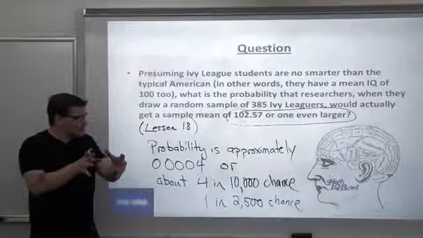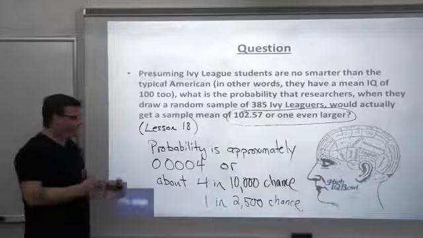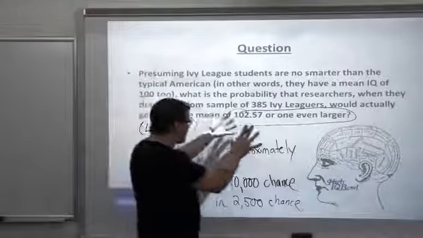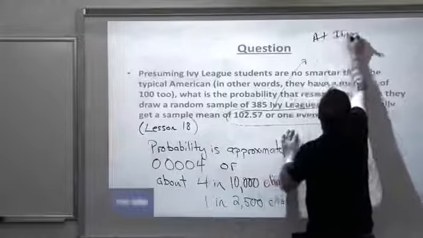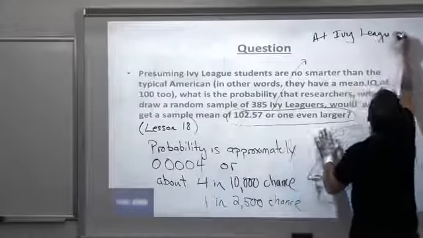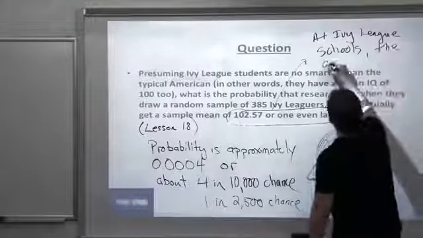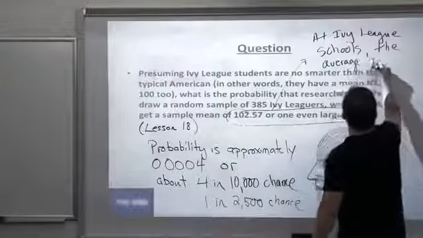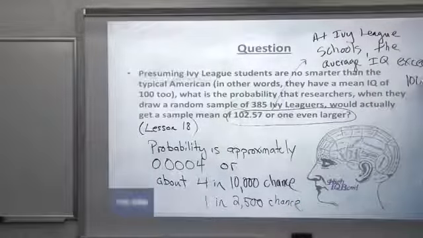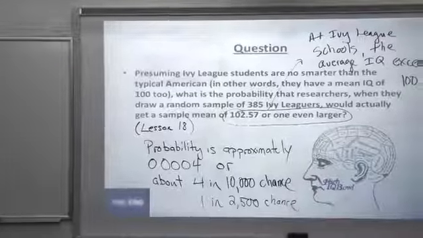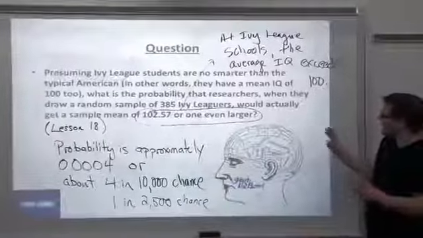If I go to Ivy League schools, I can expect the average IQ to exceed 100. I don't know what it is precisely, right? But the conclusion is, based on this data, that at Ivy League schools, the average IQ exceeds 100. All right. So let that sink in for about maybe 4 to 6 weeks when we get to it.